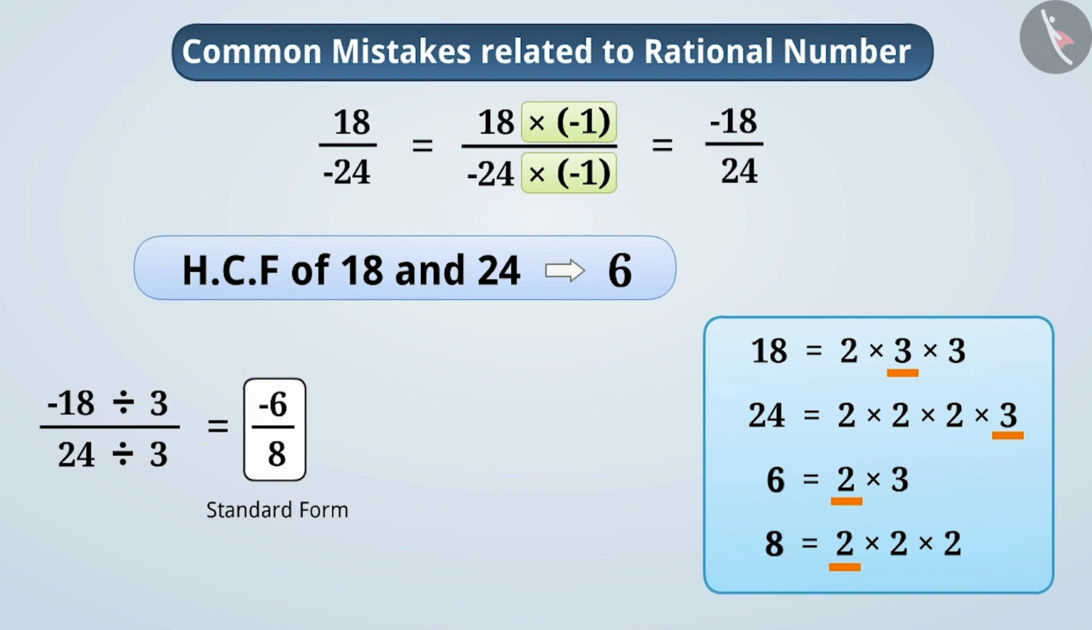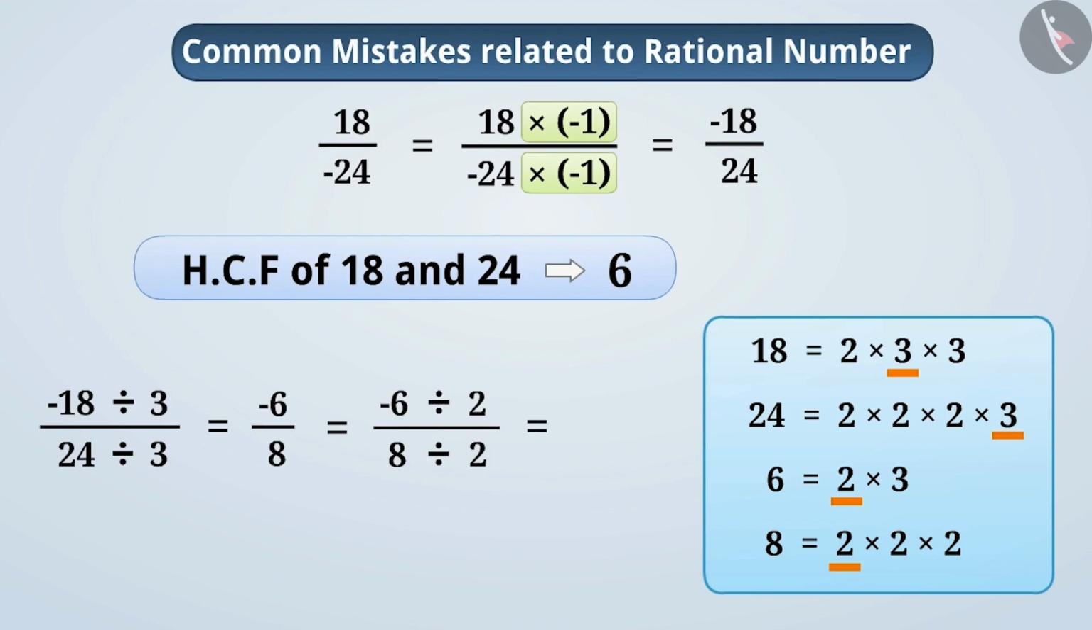As you can see, the common factor of 6 and 8 is 2. So we will divide both numerator 6 and denominator 8 by their common factor 2. This will give us the correct standard form of the rational number minus 3 by 4.